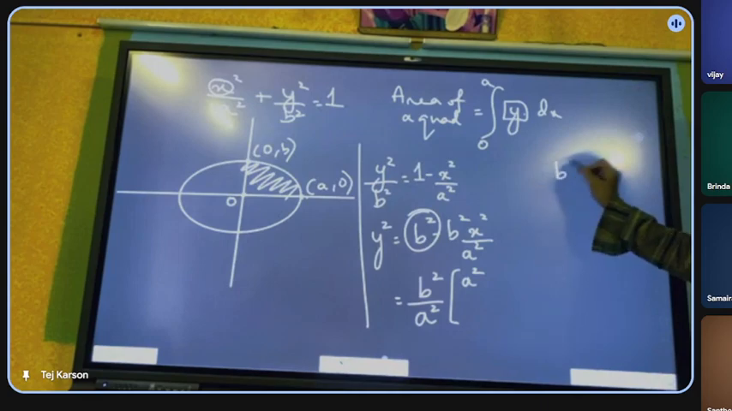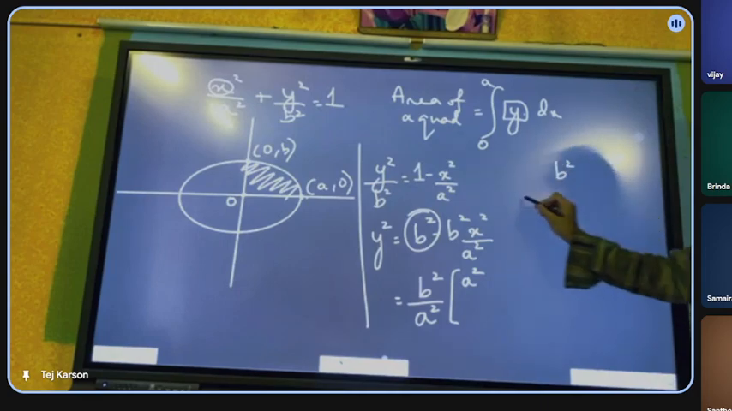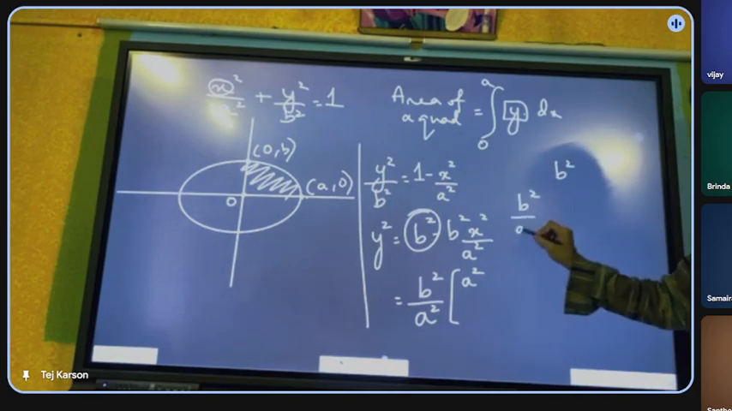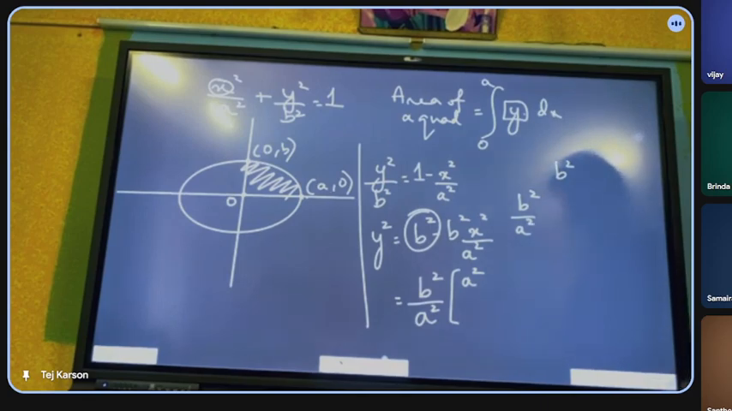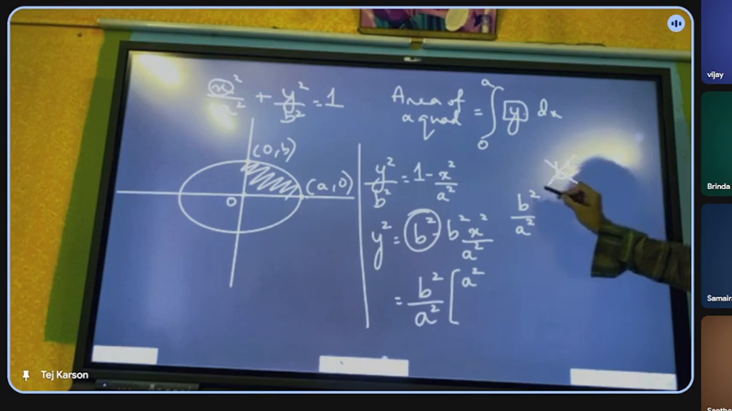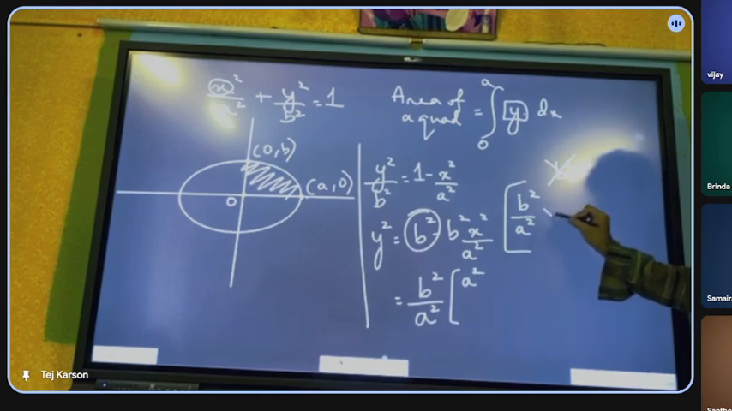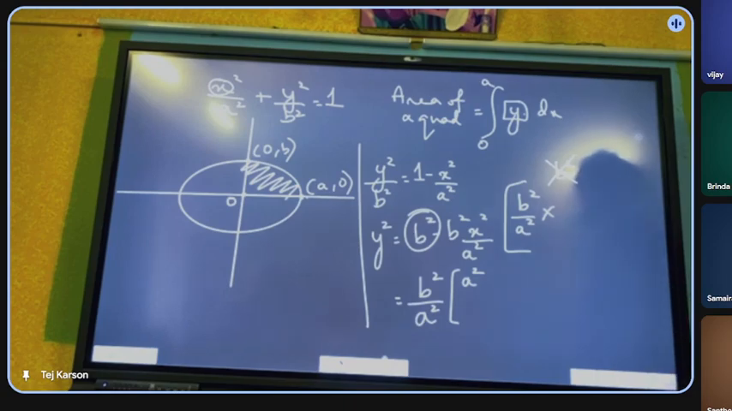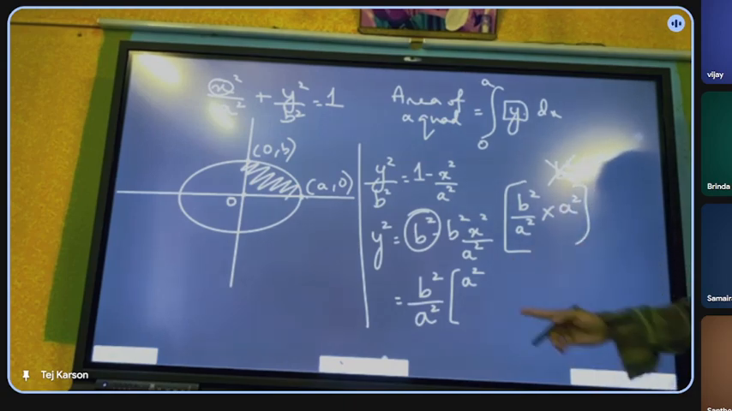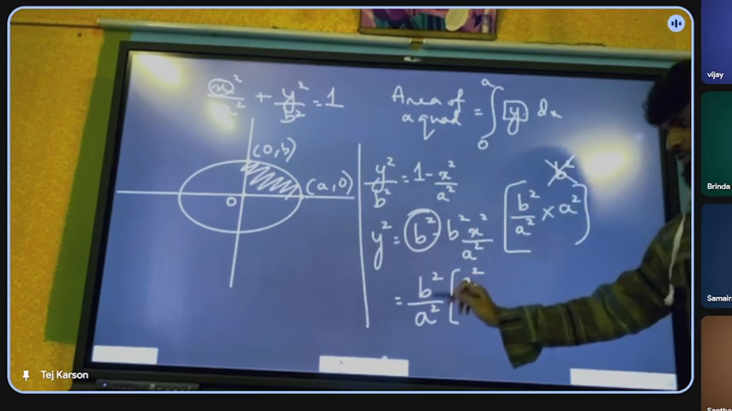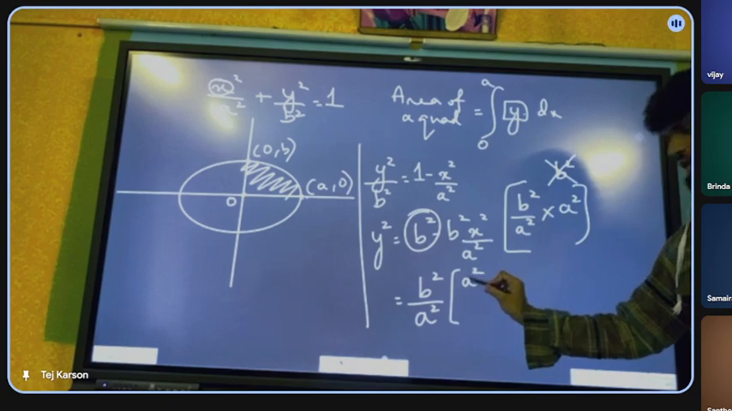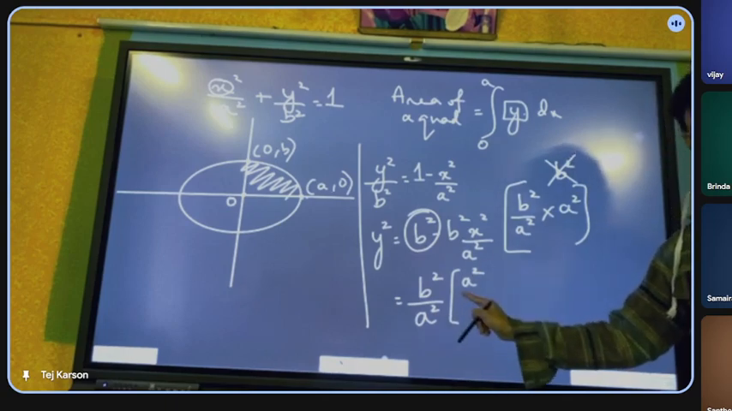We have b square. We've taken off b square by a square, correct? You ignore this right now. We'll talk about this. What should I multiply with b square by a square so that I only get b square? That's how it works. So if you take off b square by a square outside, if you only write a square, this and this get cancelled. B square will remain.